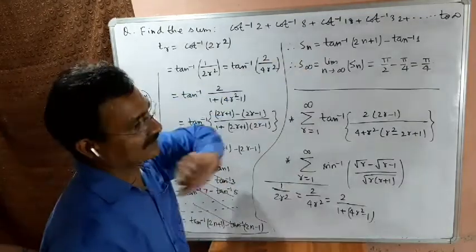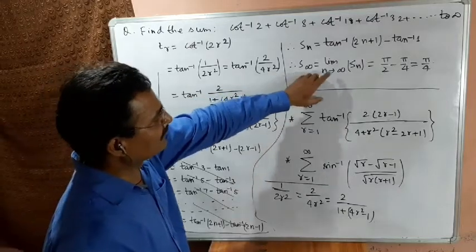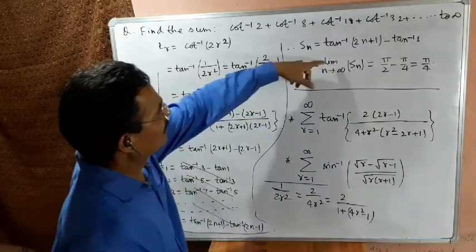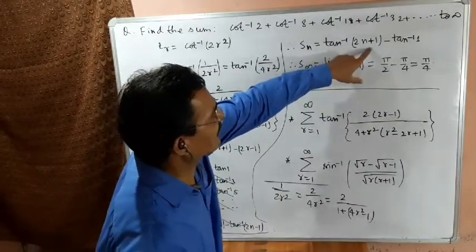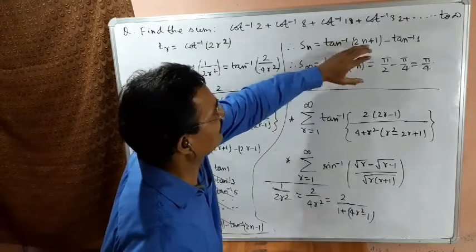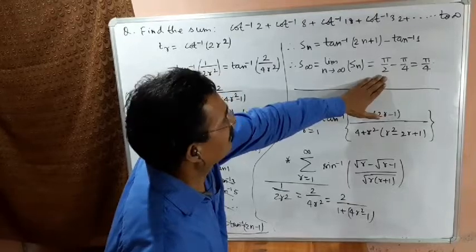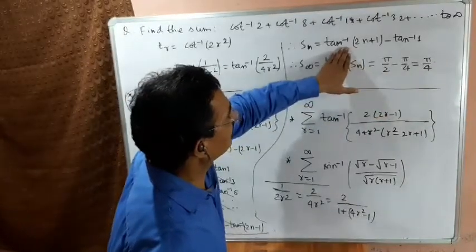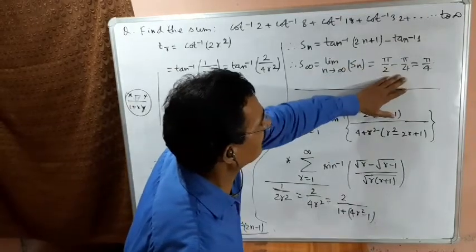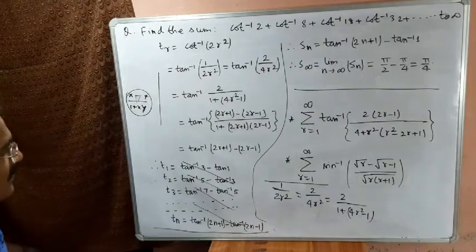This will be Sn, and we have to find S infinity. Therefore, when n tends to infinity, what will Sn be? When n tends to infinity, 2n plus 1 tends to infinity, so tan inverse of it tends to pi by 2. Therefore, after taking the limit, this term becomes pi by 2, and this is minus pi by 4, so pi by 2 minus pi by 4 equals pi by 4.